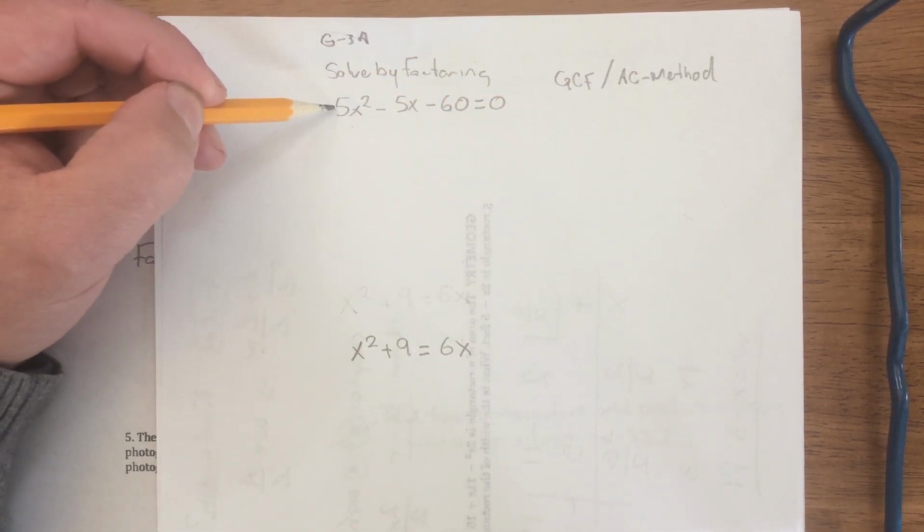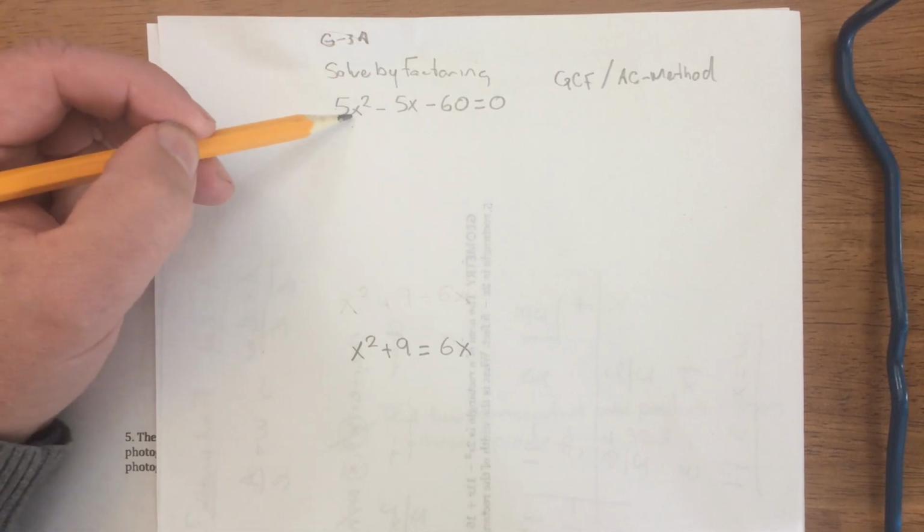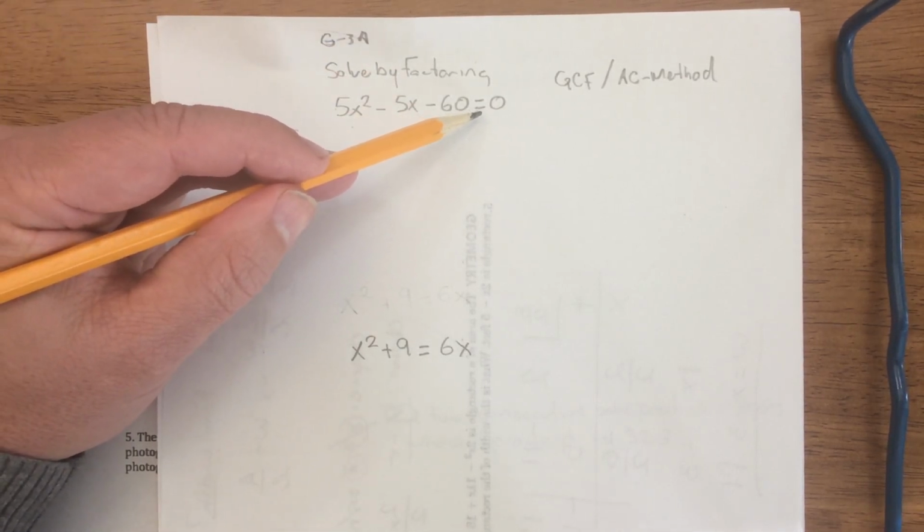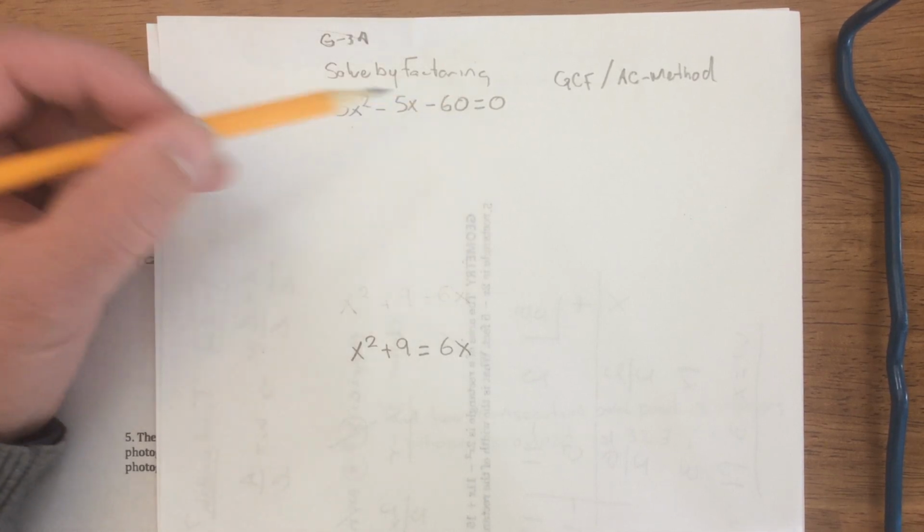First thing, we want to make sure it's in degree order with the quadratic first, and we want it equal to 0 because that's what we want to find. The zeros, the roots, are the solution.